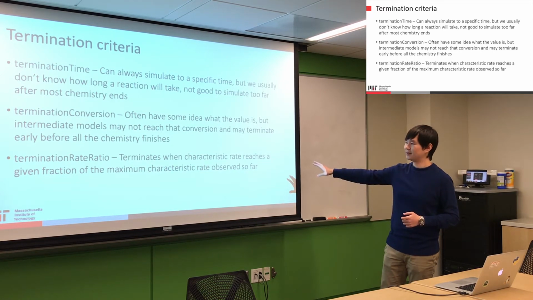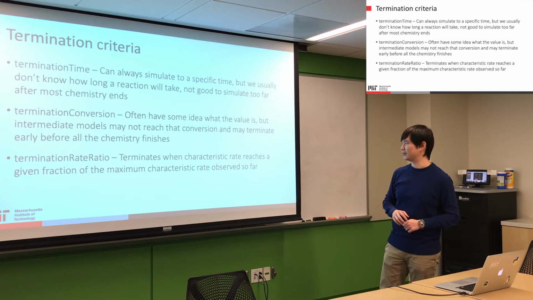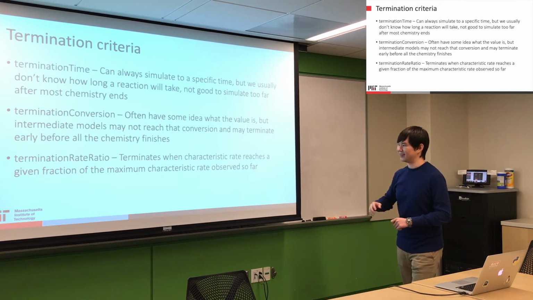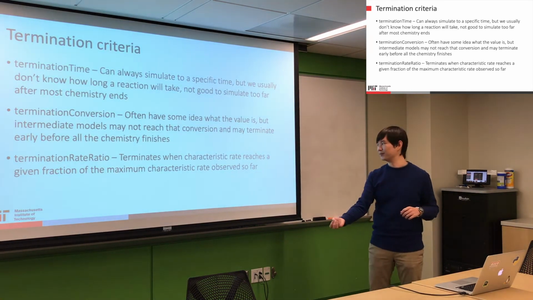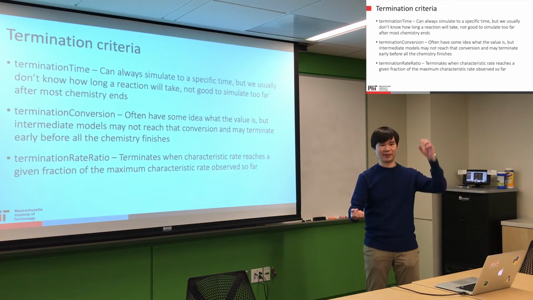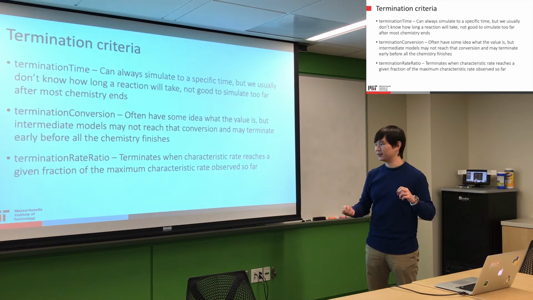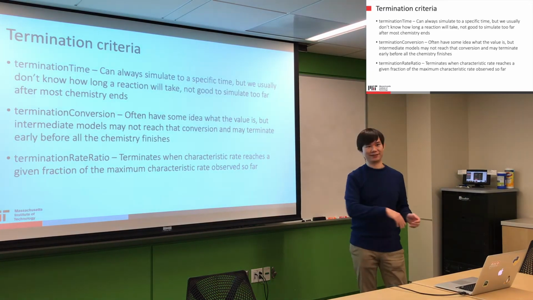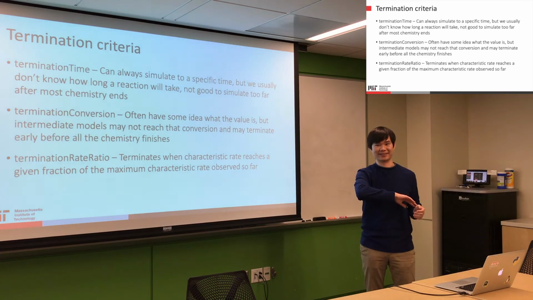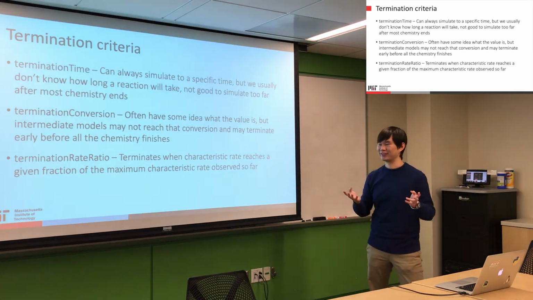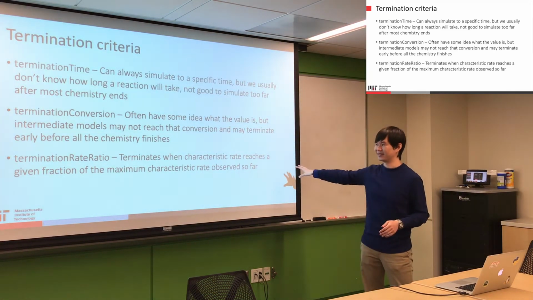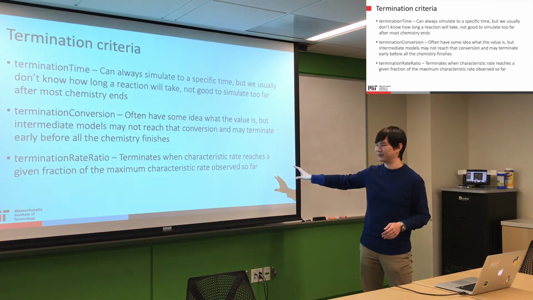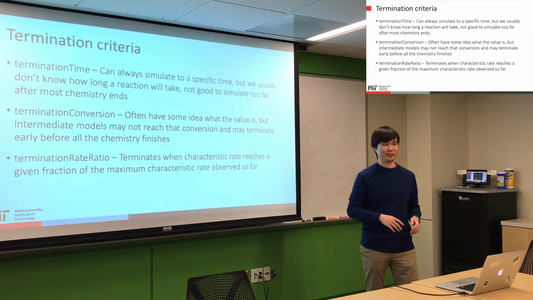Right, and then the third option is this termination rate ratio. As I explained earlier, it's when the characteristic rate at any time reaches some fraction of the maximum characteristic rate. So in systems where the characteristic rate, which roughly corresponds to the amount of reactions that are happening, goes up and then goes down, this can be a very good criteria because then you're pretty much guaranteed to have passed the important chemistry.